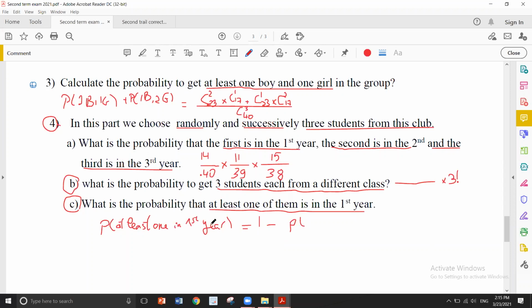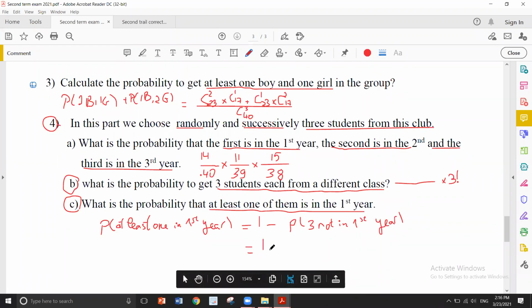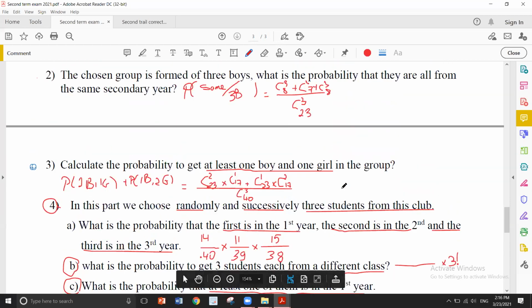At least one in the first year. What is its opposite? 3 not in first year. It equals 1 minus the probability of 3 not in the first year, from 40. How many are not in the first year?